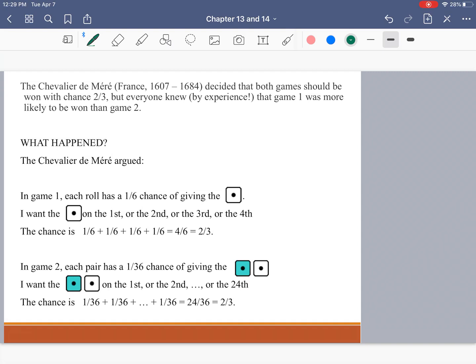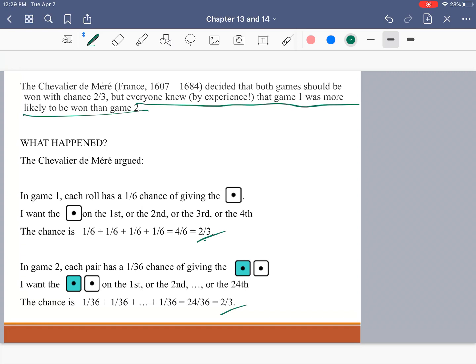And this guy said in game 1, you have a 2/3 chance of winning, and in game 2, you have a 2/3 chance of winning. So there's equal chance of winning. So you should play the one that pays off more money. But everyone knew by experience that game 1 was more likely to be won than game 2.